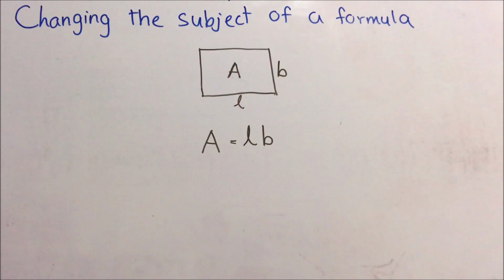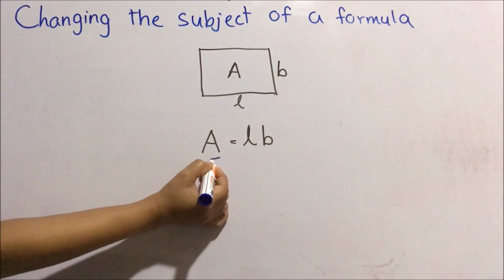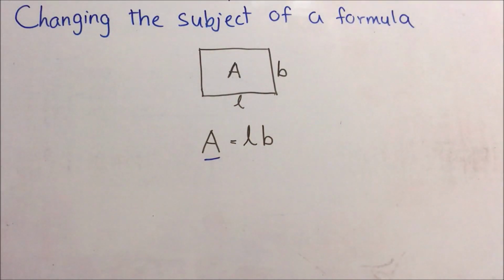Changing the subject of a formula. Rearranging a formula is something really important we use in maths and science. When we consider this rectangle, if length is denoted by the letter L, the breadth by the letter B, and the area is A, we can write A equals L times B. Now in this equation, A is the subject of the formula.